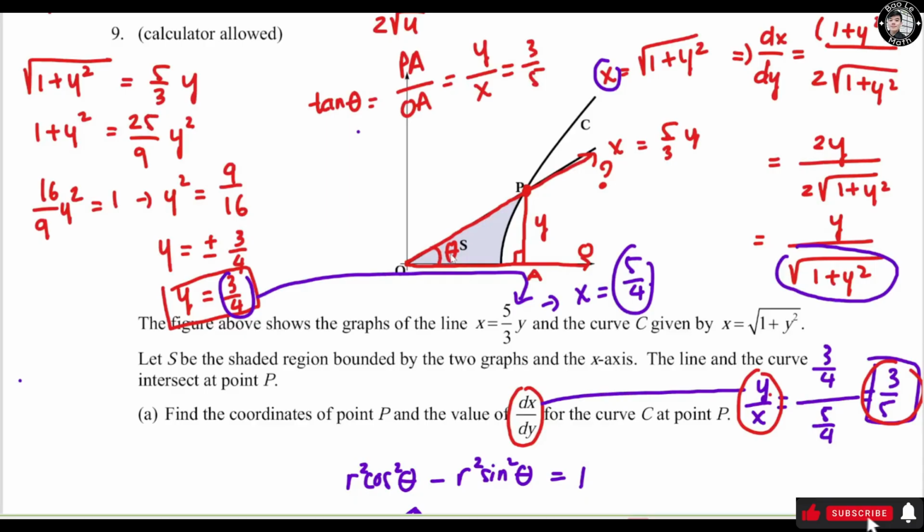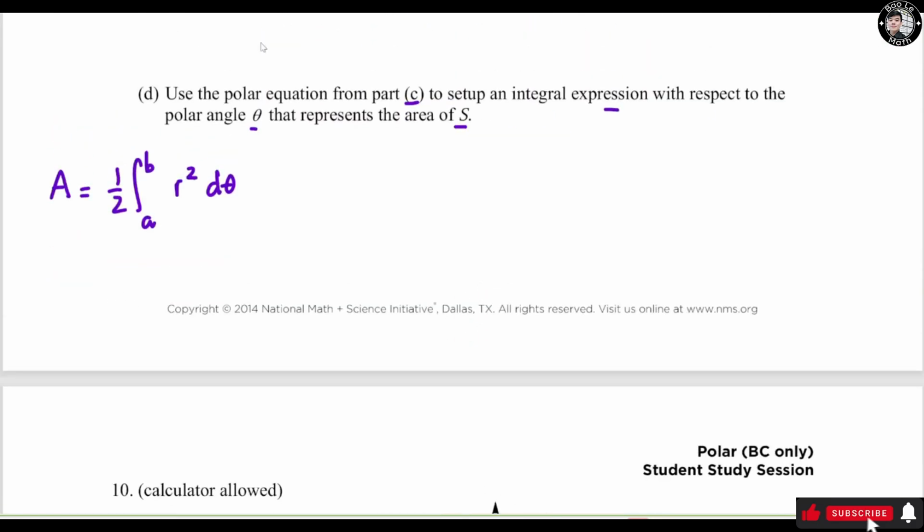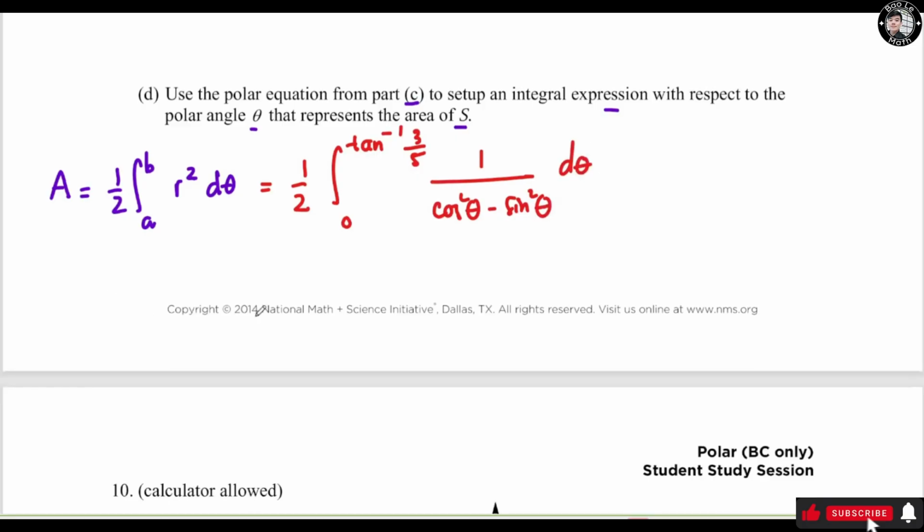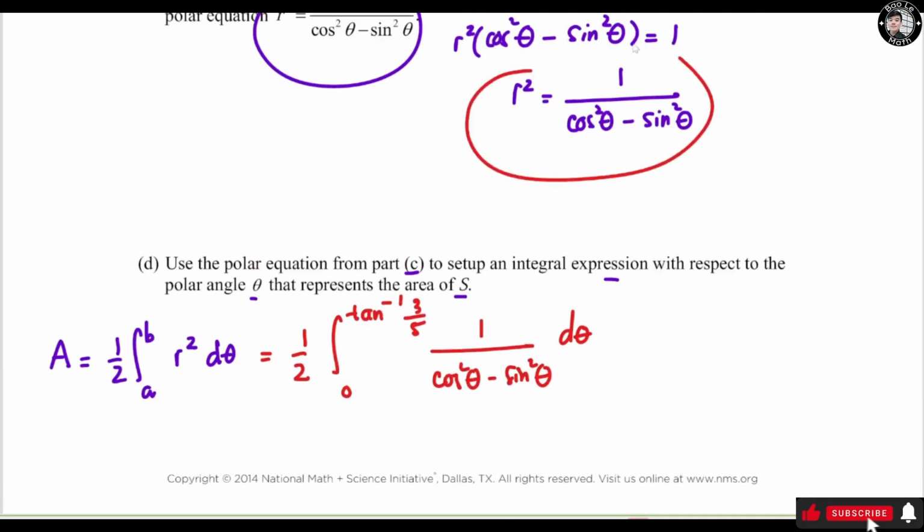Now we need to find the measure of angle theta. We're going to take the inverse tangent of both sides. So we have theta equals inverse tangent of 3 over 5. This one is the upper limit for this integral. So I'm going to go back over here and substitute into this one. So I have 1/2 integral from 0 to inverse tangent of 3 over 5 of the radius squared, which is 1 over cosine squared theta minus sine squared theta, d theta. Remember, it's right here.